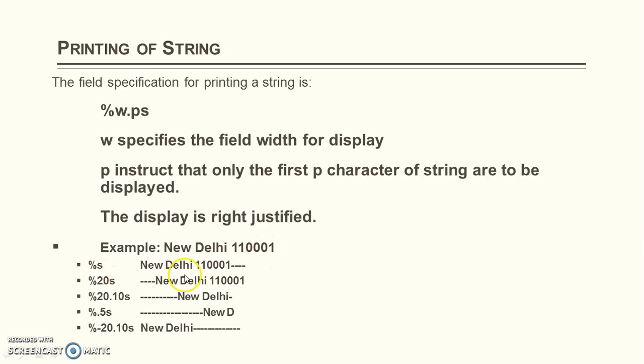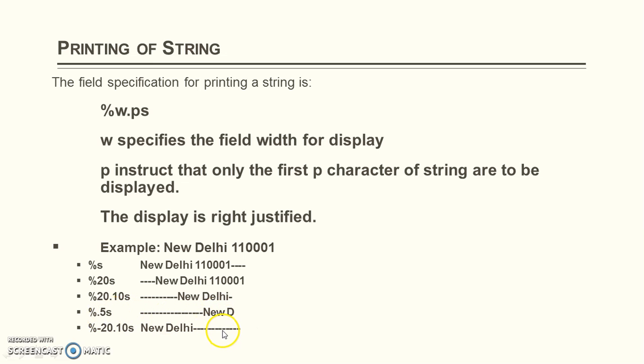If you are writing %s, it will print the entire string. But if you are writing %20s, that means the length of your field will be 20, and if your string is less than 20 characters, at the starting it will pad spaces. If you are writing %20.10s, that means the field length is 20 characters, but you want only the first 10 characters of your string, so it will read only the first 10 characters. If you are writing %0.5s, it will read only the first 5 characters.